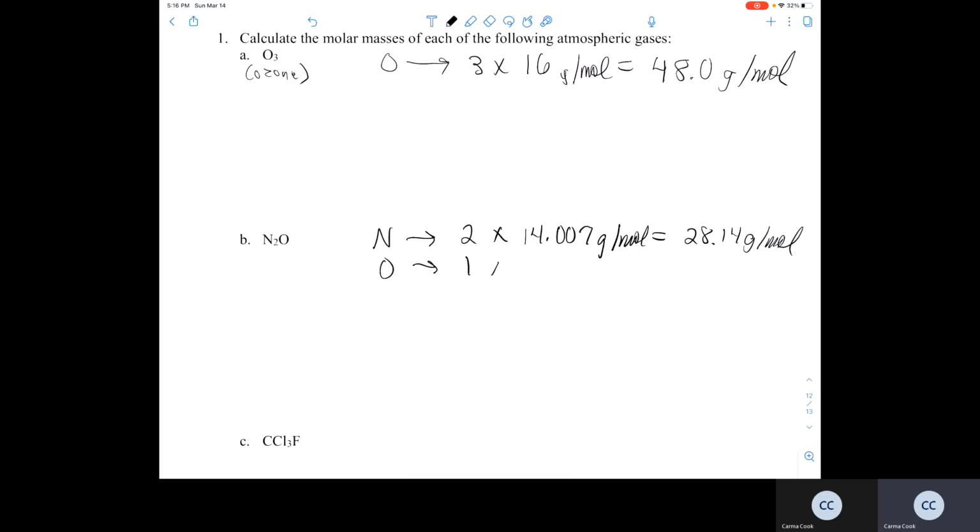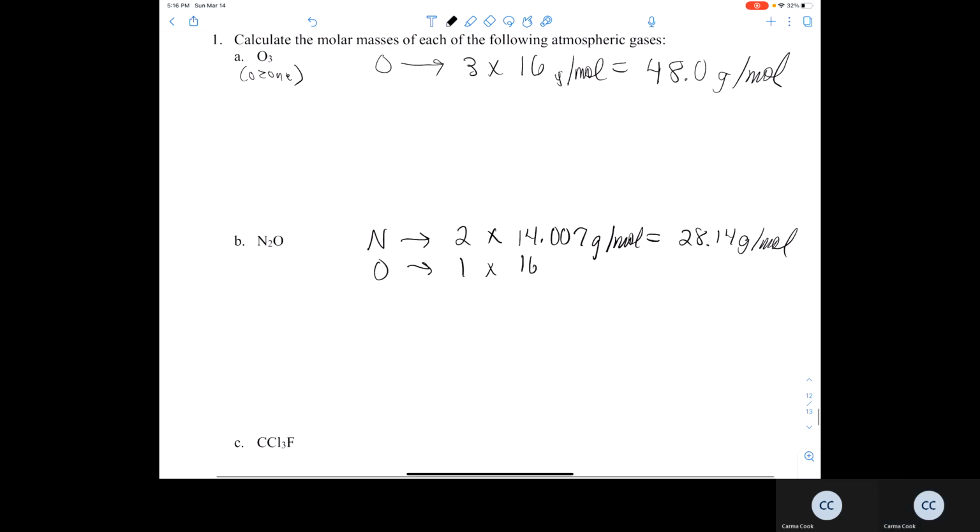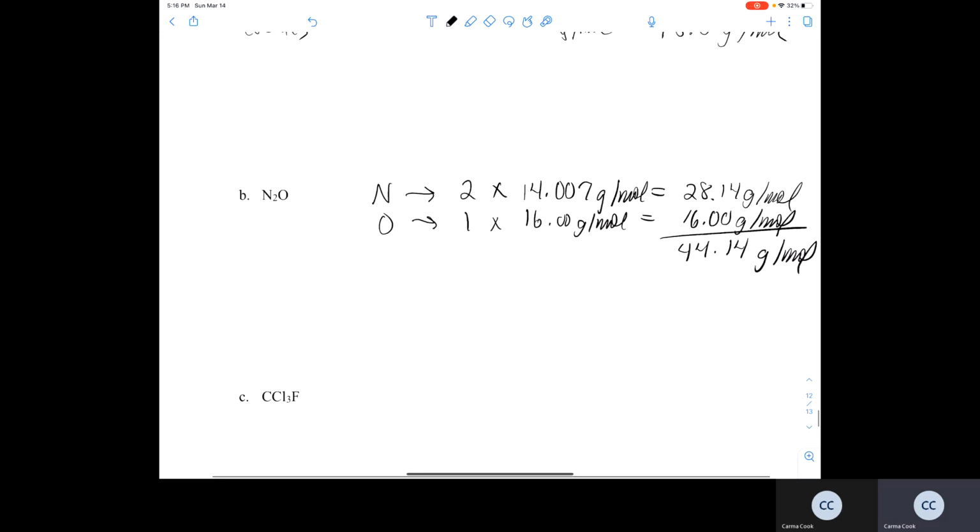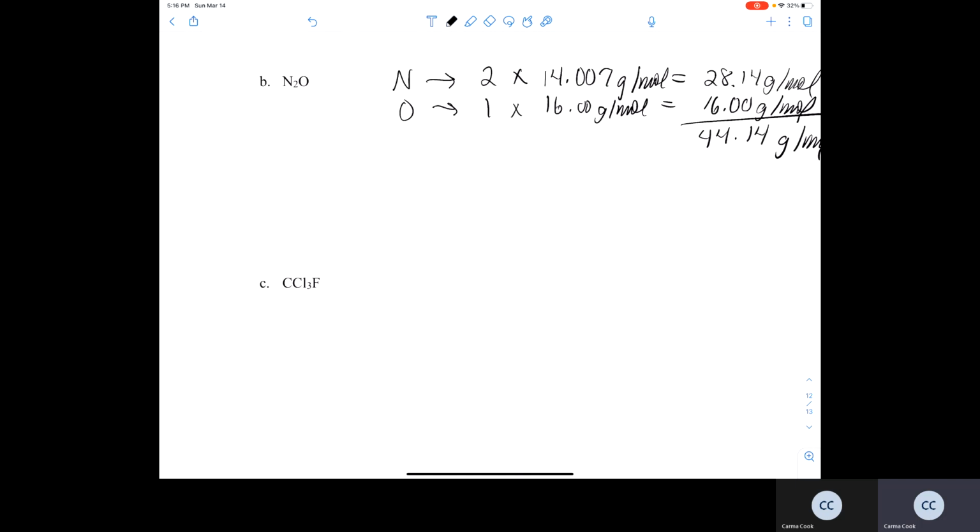And there's just 1 oxygen, 16 grams per mole. Add those together, you get 44.14 grams per mole. And then CCl3F, this is Freon 11.